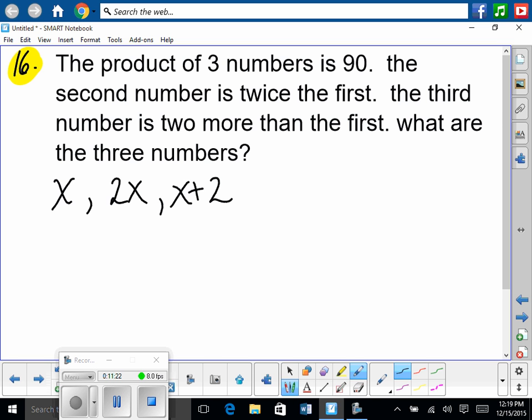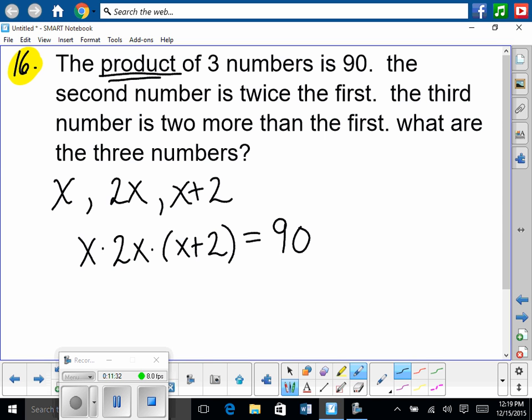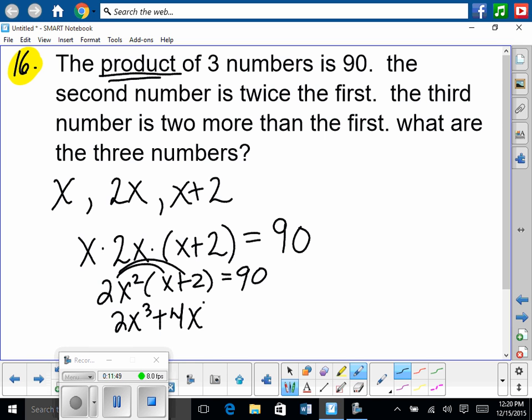And it says the product, so that means when you multiply these things, we get it's equal to 90. So what we really have then is 2x squared times x plus 2 is equal to 90. So what we really have is 2x cubed and then plus 4x squared is equal to 90.